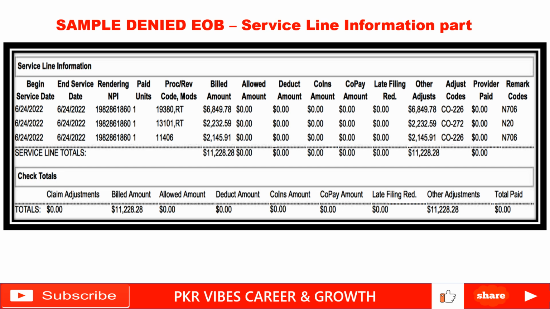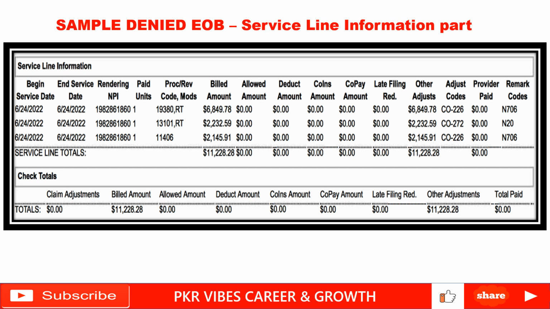Then you have to look at the allowed amount. Then you have to look at the deductible, co-insurance, and copay. Sometimes, you know what happens, the provider paid amount is zero, but the claim is applied towards the deductible. So I think that is also a very good analysis. If the claim is applied towards the deductible, that is not a denial, it is processed towards the deductible.